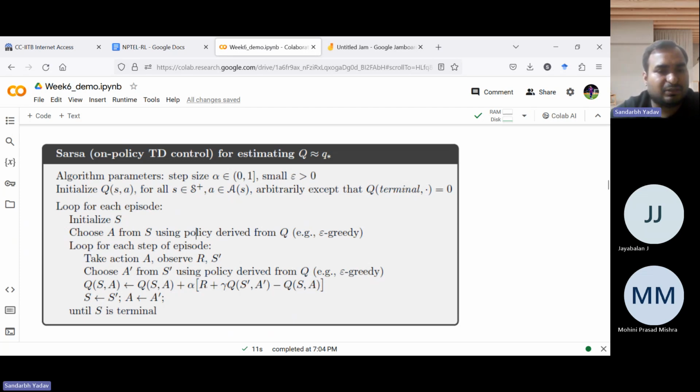So I hope there is no doubt till now. If there is, you can maybe write in chat or unmute and ask. Otherwise, I'll move to the SARSA.